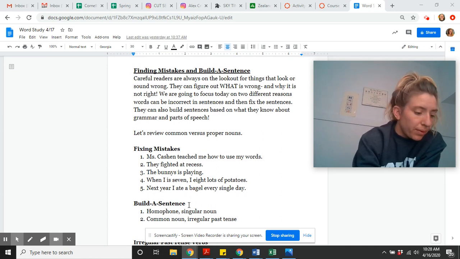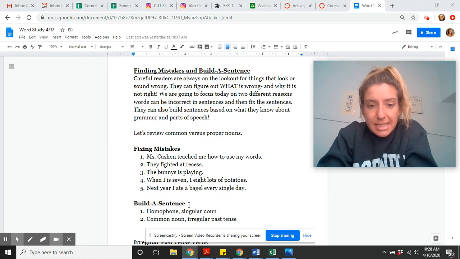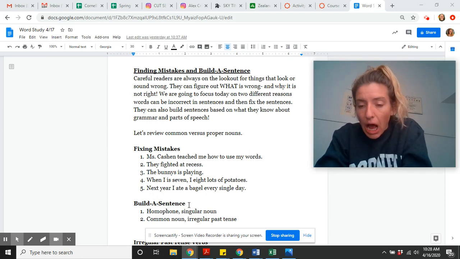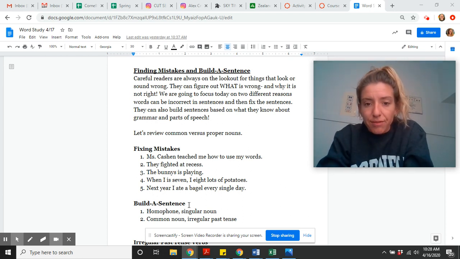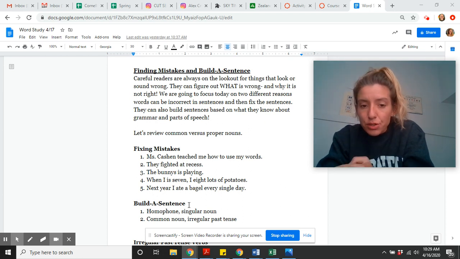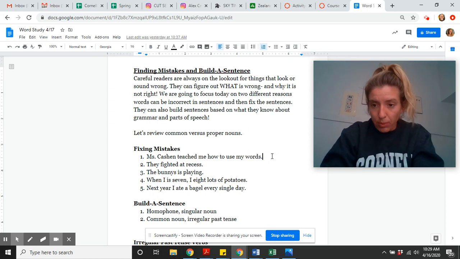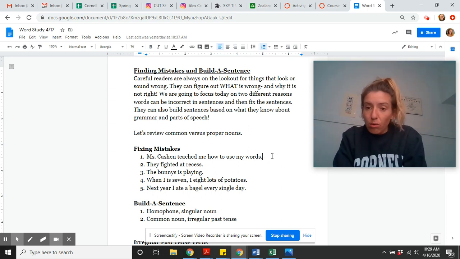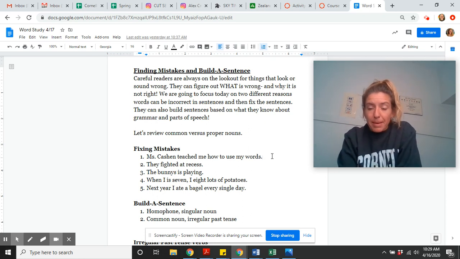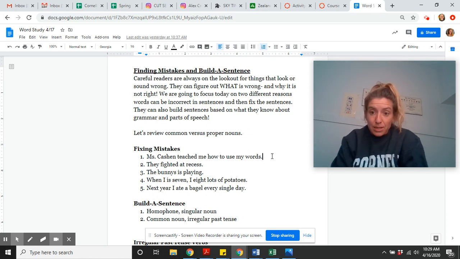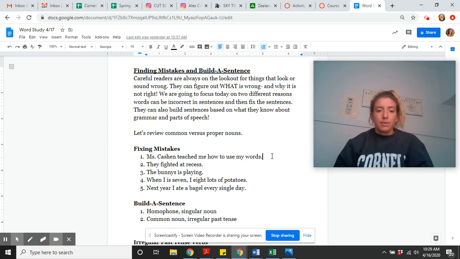All right. We are going to continue our work on finding mistakes and building sentences. I notice a lot of us are confused about how to build sentences, so we're going to spend a lot of time on that. But first, we're going to figure out how to find mistakes and fix them in sentences. Again, this is a really important skill to use when you're editing your own work before you give it to your teacher. You want to look back in the sentence and make sure that it makes sense when you read it out loud, because that's a great way to do it. All right, let's start with fixing mistakes.